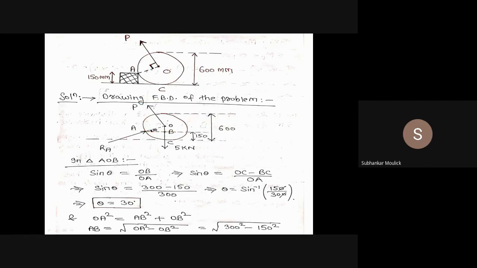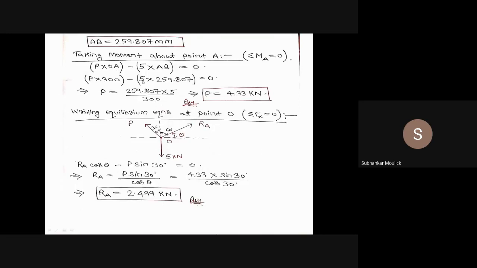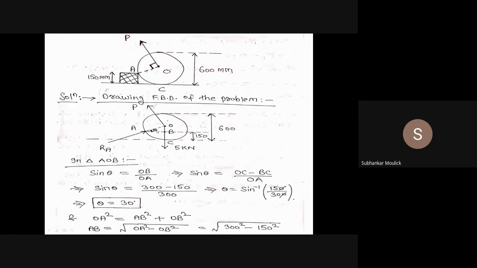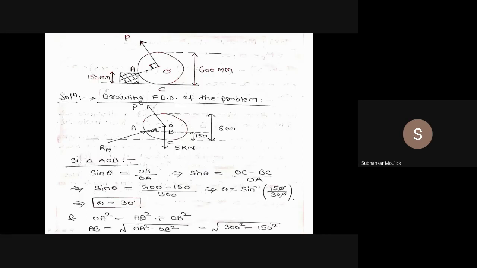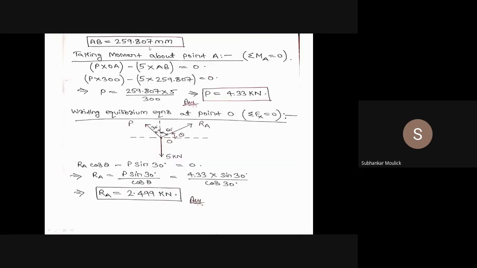Okay, so P into OA minus 5 into AB is equal to 0. So P into OA, what is OA? OA is nothing but the radius of the circle, 300. So P into 300 minus 5 into AB. AB we have just now calculated by this process, that is 259.807 mm. So if you solve this expression, you will get the value of P, which is 4.33 kilonewton.